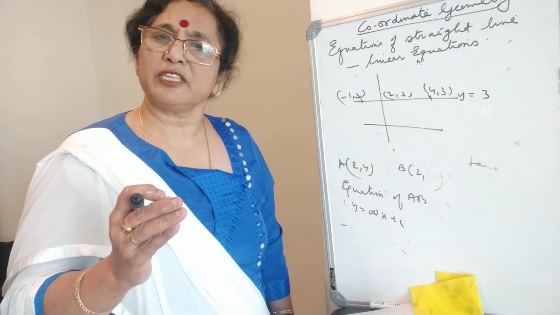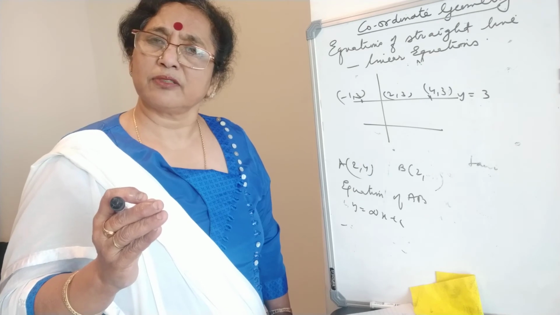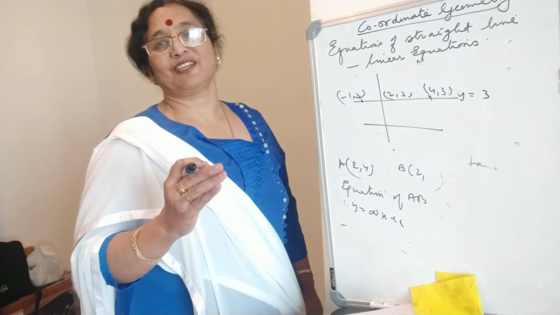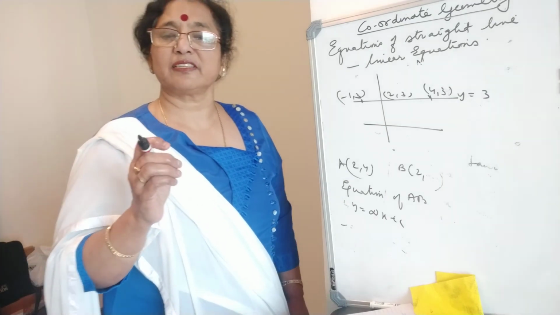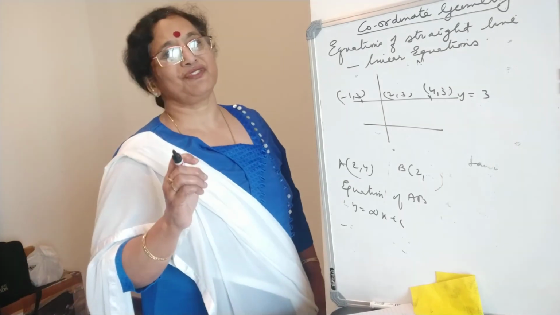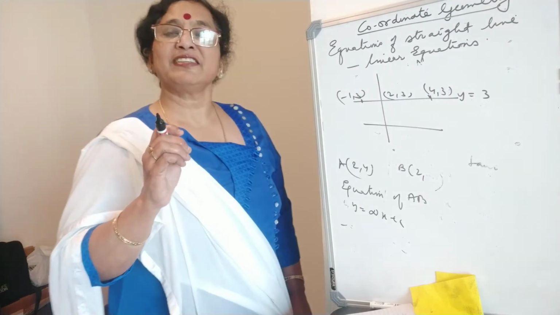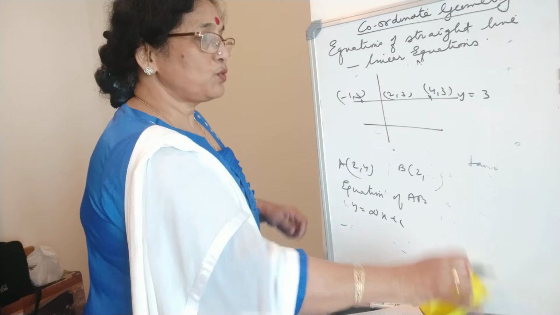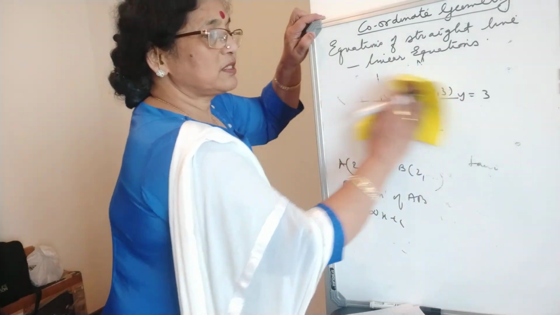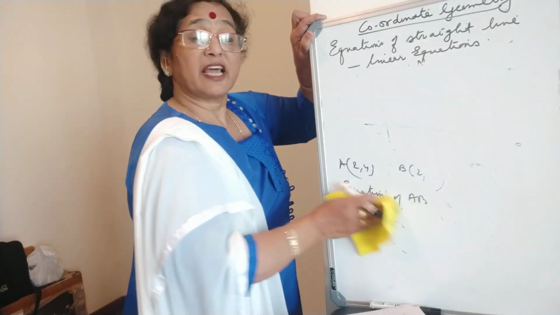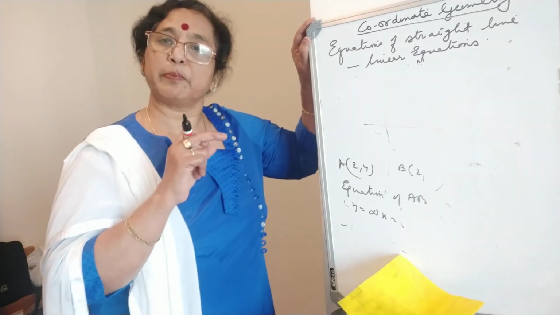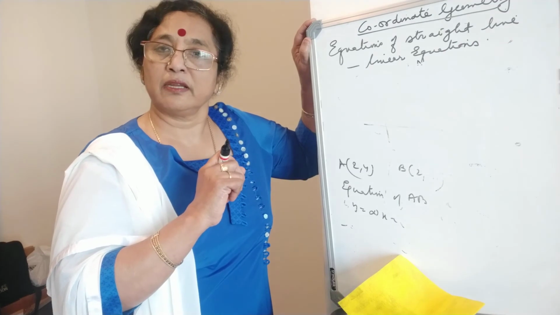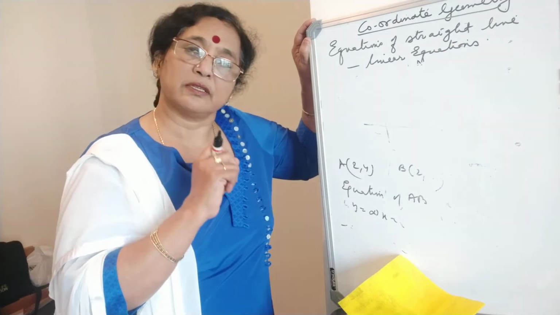x equals 0 is the equation of the y-axis and y equals 0 is the equation of the x-axis. Okay, if I say 2y equals 6, its equation is 2y equals 6, y equals 3. That means it is a line parallel to the x-axis, perpendicular to the y-axis. Inclination is 0 degrees. Okay, and tan 0 is 0.